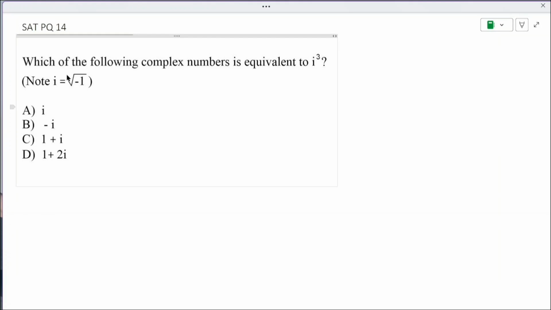Question 14. Which of these following complex numbers is equivalent to imaginary number i to the power of 3? You can say i to the power of 3. Note, imaginary number i equals the square root of -1. So which of these options is equivalent to this? This question is under complex numbers and it has a touch of indices.